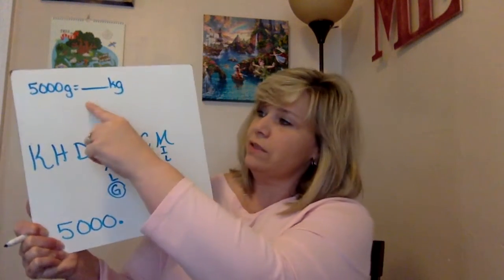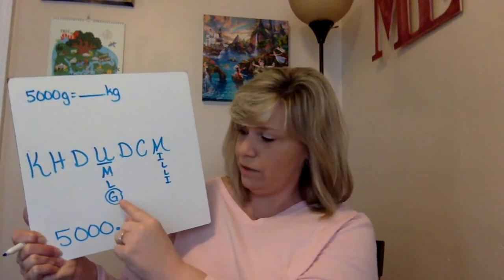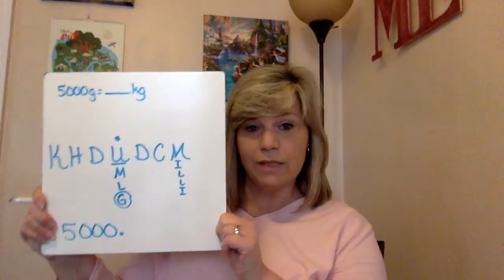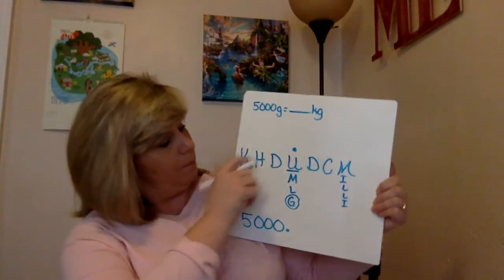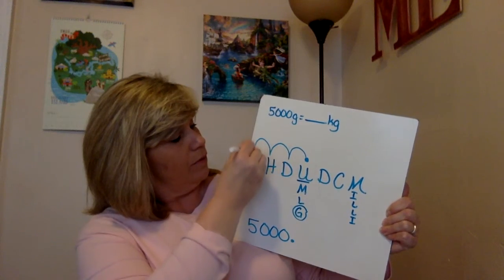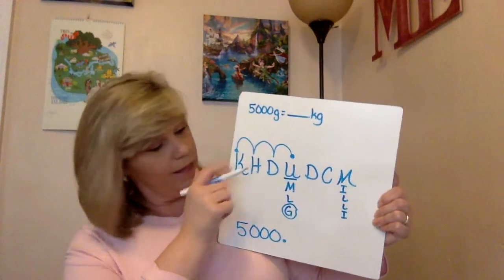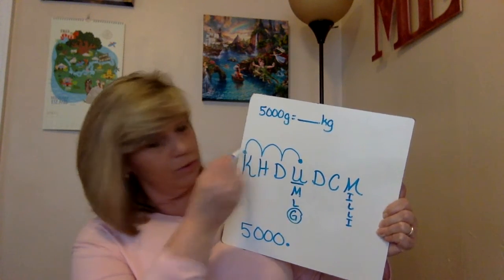Now you're ready to do your hops on top. Let's see where we started. We started at the gram, didn't we? So that's where our decimal has to go, over that gram, which is under the U for units. So decimal under the gram. And we're going to hop to the kilo, okay? So here we go. 1, 2, 3. See how I did that? I started with the grams, went 1, 2, 3.